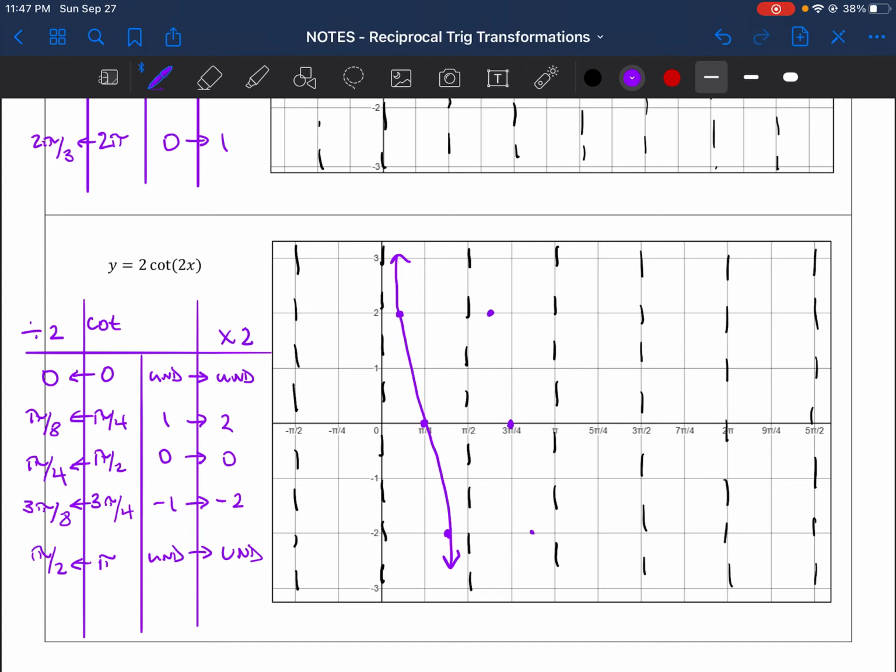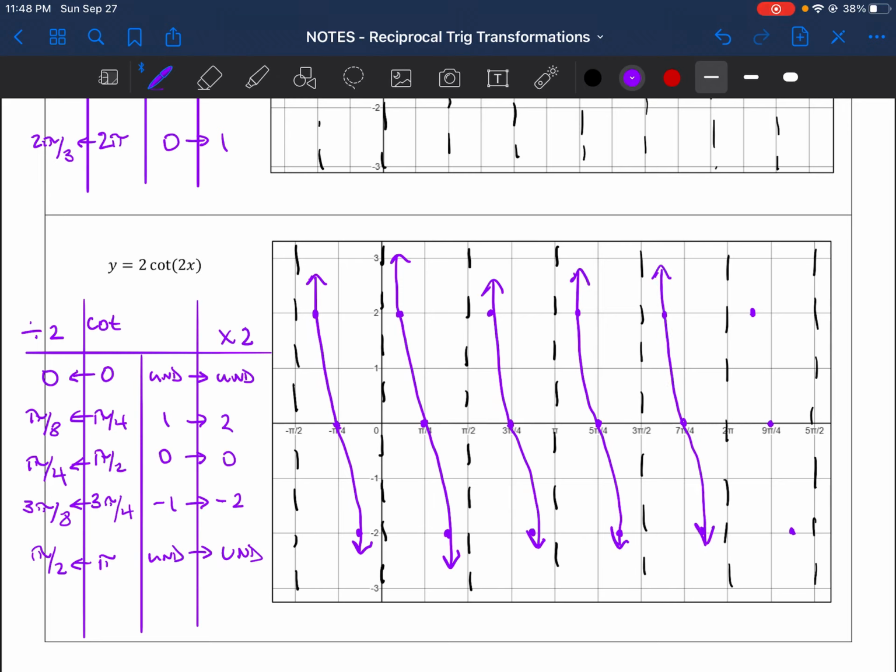And let's go ahead and fill in all the other cycles. So here, here, here. Notice that in between all the asymptotes, we have these points in the middle. And we can follow the pattern here, halfway between an asymptote and the middle point. Here and here, here and here. And let's sketch in our curves. All right, and there's our graph of y equals 2 cotangent of 2x.